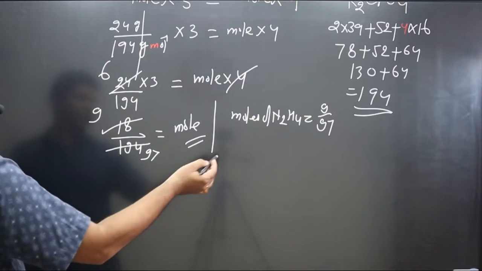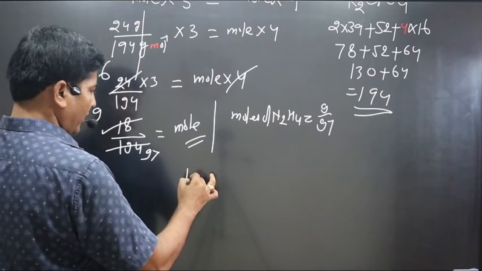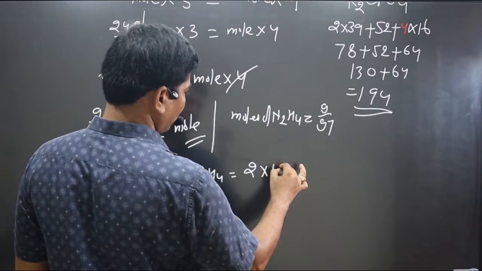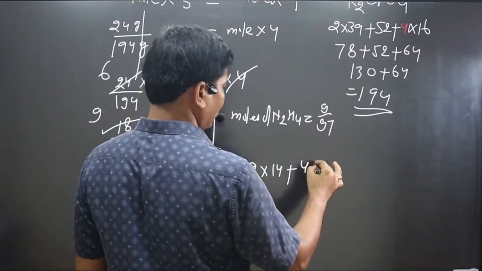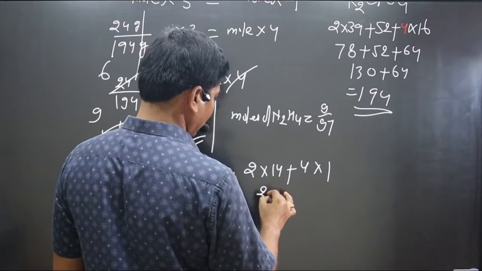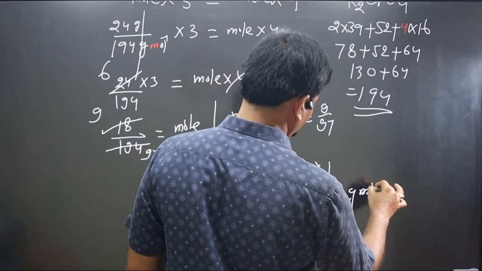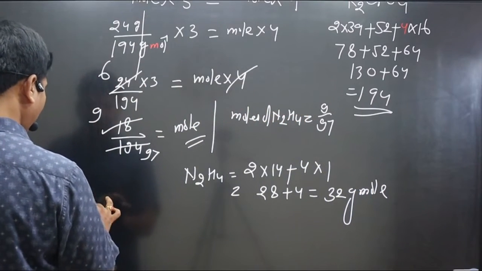So first of all we calculate the molar mass of N2H4. 2 nitrogen, each nitrogen is 14, plus 4 hydrogen, each hydrogen is 1. So 14 times 2 is 28, plus 4, it will give us 32 gram per mole.